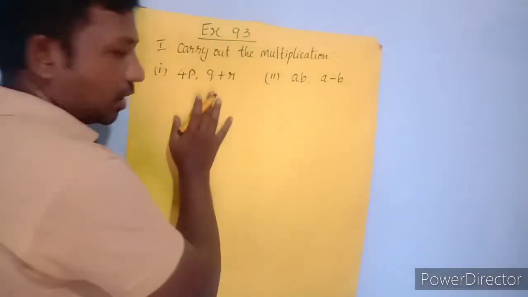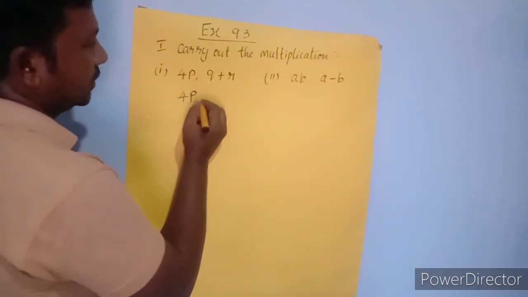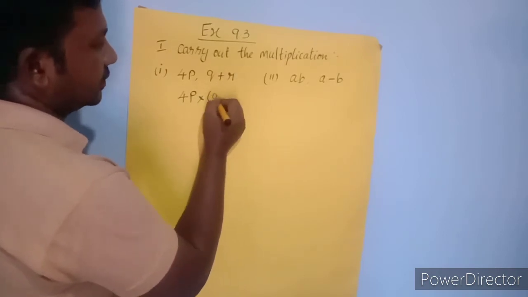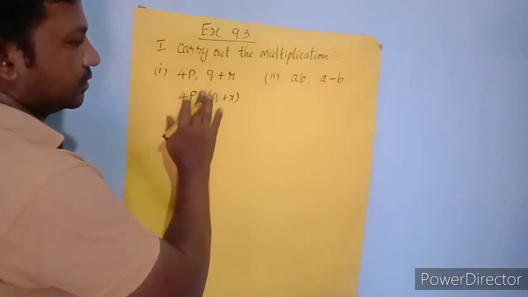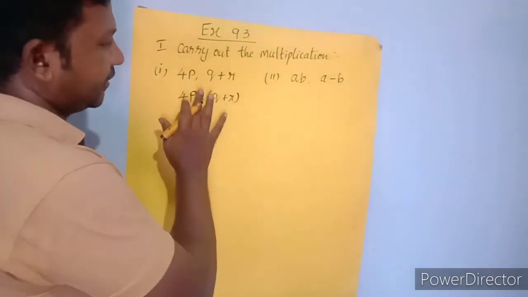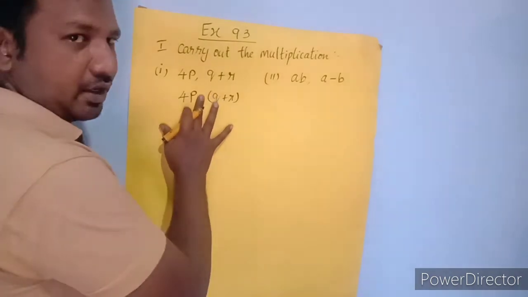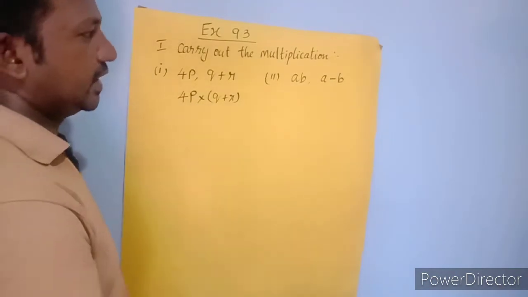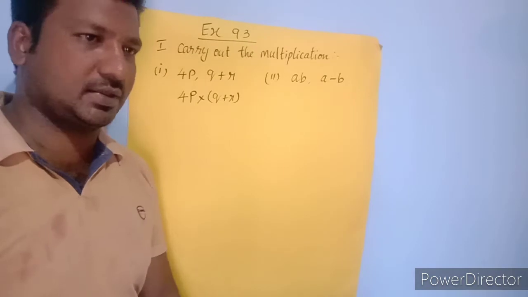They have given the first sum, 4p and q plus r. So you can take the first term they have given, 4p, multiplication. You can write with the bracket. First of all you have to understand multiplication and bracket, both have the same meaning. If you put the bracket, it means multiplication. So in the first sum I can put the multiplication symbol. Hereafter no need to put the multiplication symbol, you can put only brackets.